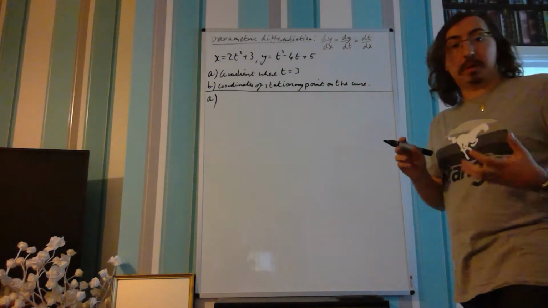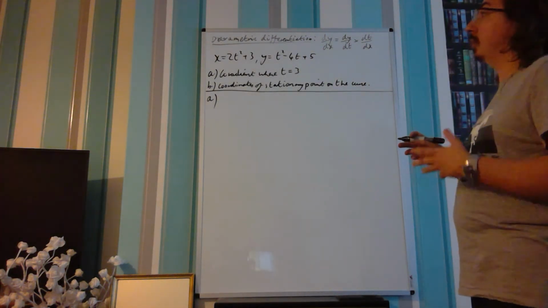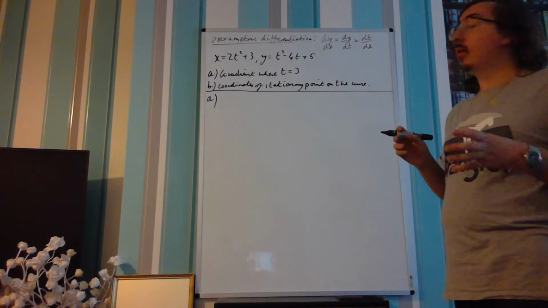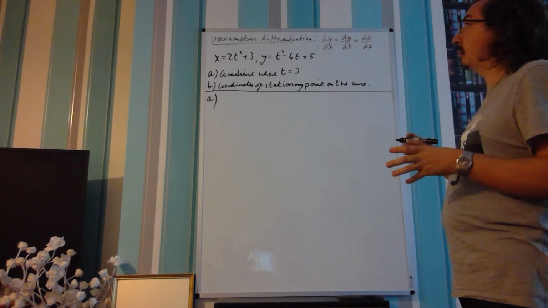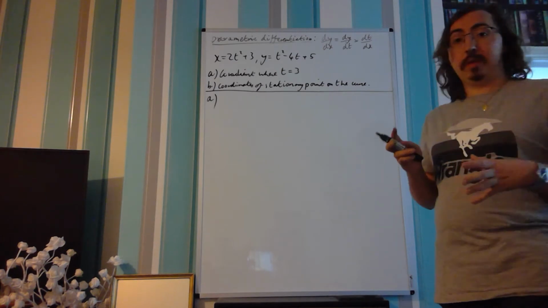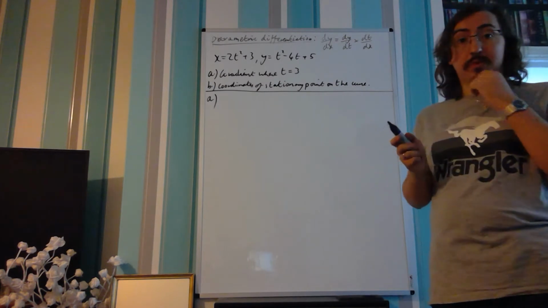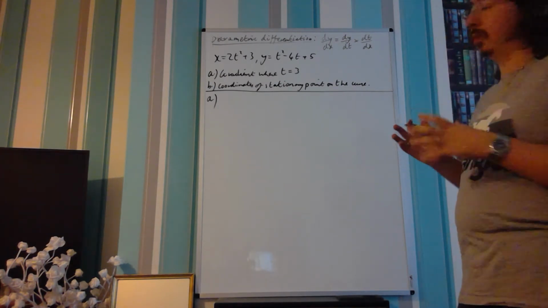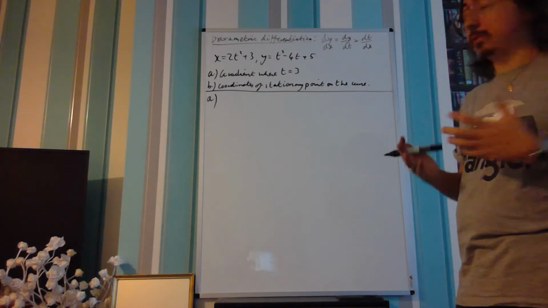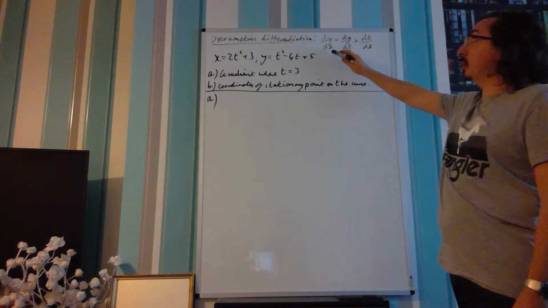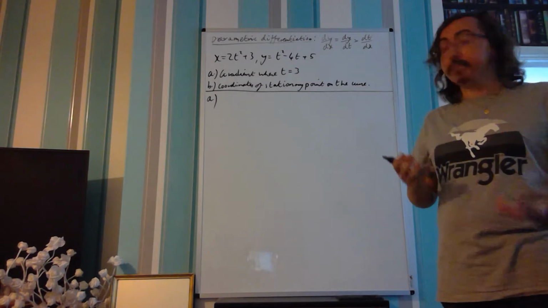So, for this question, we're given the parametric equation of the curve, x equals 2t squared plus 3, y is equal to t squared minus 4t plus 5, and for part A we want to find the gradient where t is equal to 3. So if we see the word gradient, we should be thinking straight away we've got ourselves a curve, so we need to get an expression or a value for dy by dx.